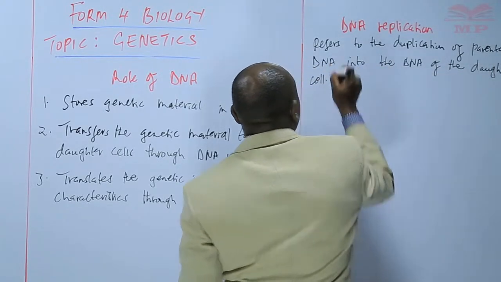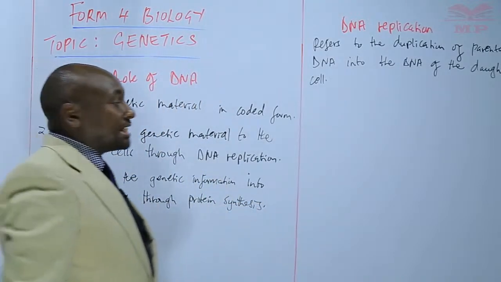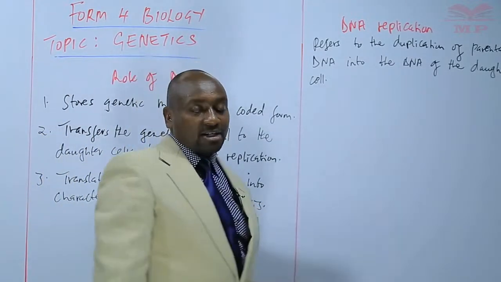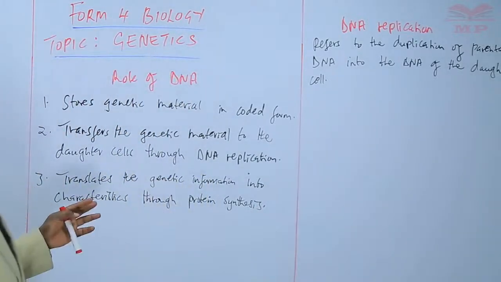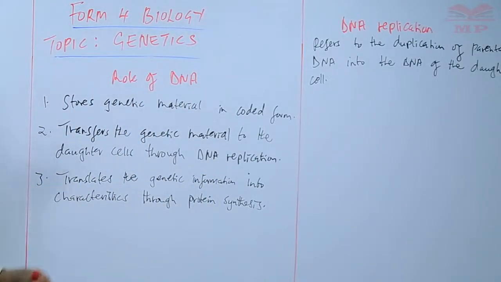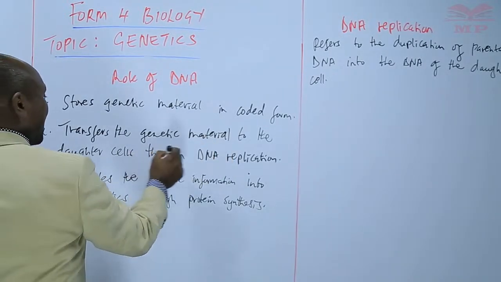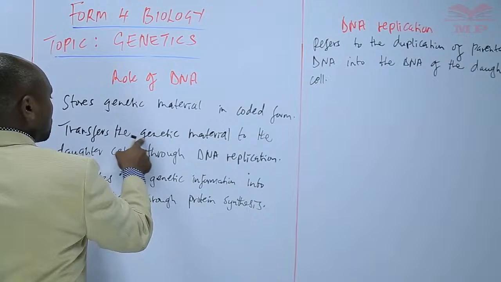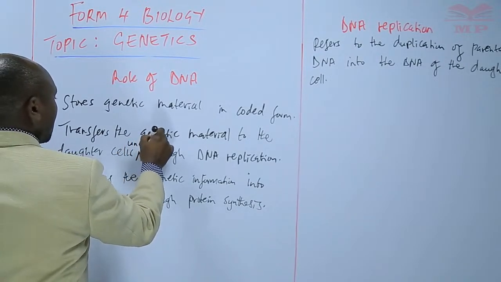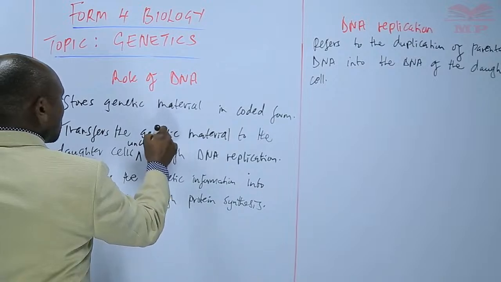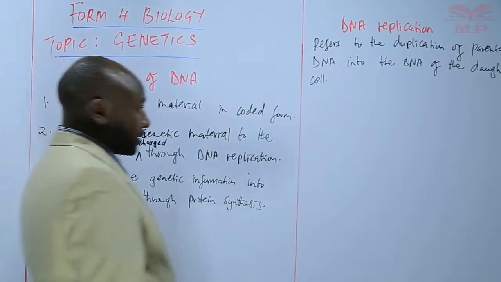So the DNA should be able to duplicate itself so that there is sufficient DNA to be transferred to the daughter cells. And this transfer to the daughter cells is done unchanged. It's good to note that there is no change that is done. It is transferred unchanged through DNA replication.